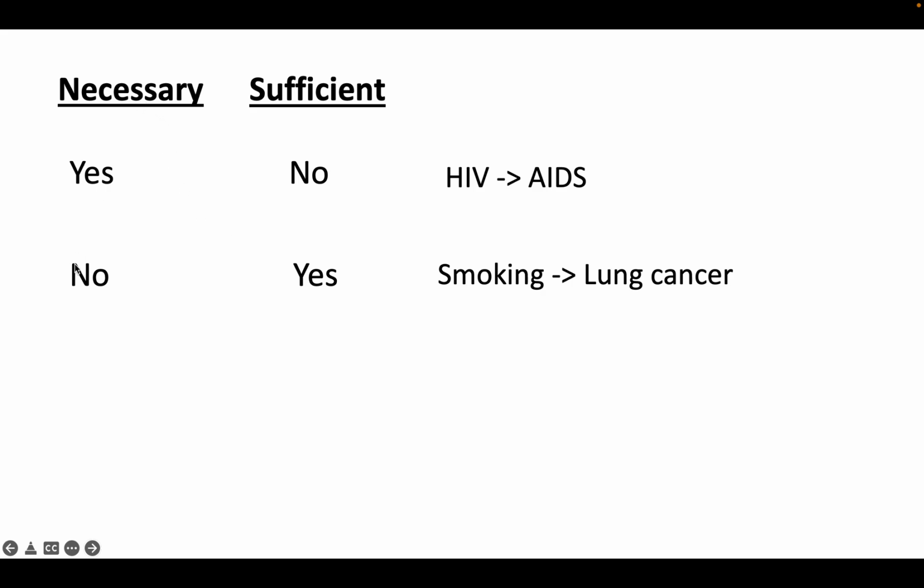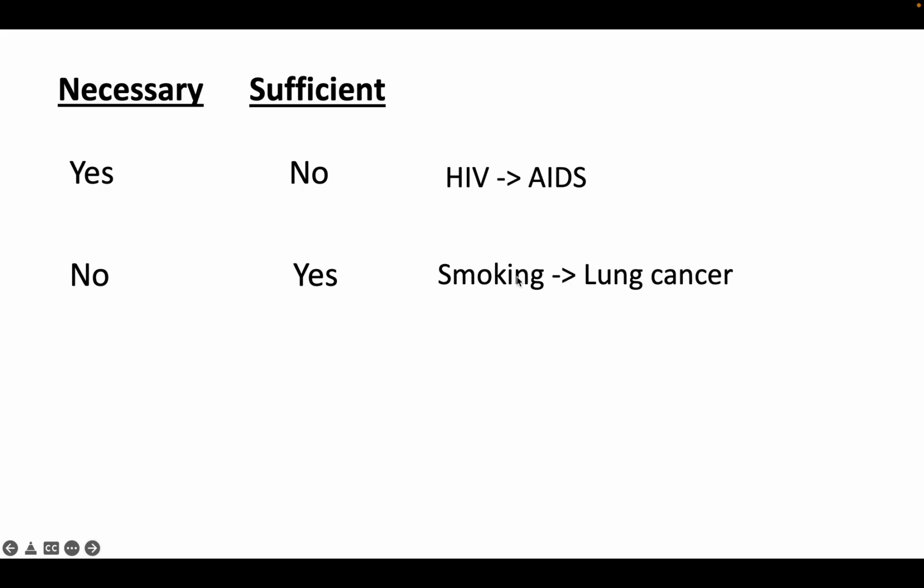If something's not necessary, but it is sufficient, that basically means that it can cause the disease on its own, but it's not the only thing that can cause it. So smoking alone, if you smoke enough, can cause lung cancer, but there's also plenty of other occupational exposures that can also cause lung cancer. So it's not necessary to smoke to get lung cancer, but it can do it on its own, so it's sufficient.